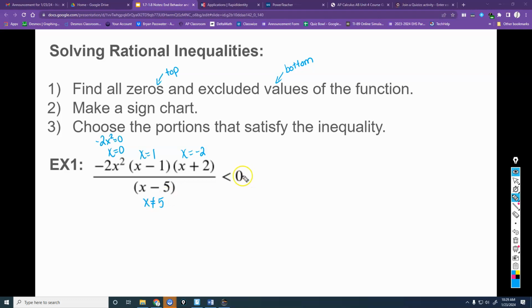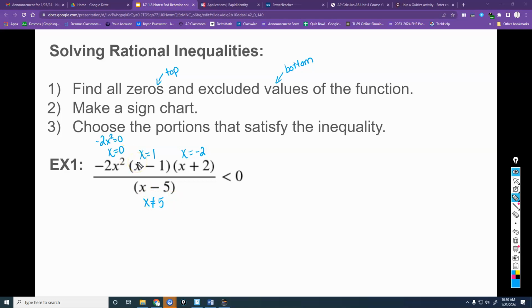That not equal actually ends up not being all that important. For this, 5 is important. We're going to need to use it. The fact that it does not equal is not all that important because is this question asking us where we're less than or equal to 0 anyway? There's no or equal to, so it's not too critical that that's a not equal instead of equal. On the next problem, it's going to matter a little bit more.